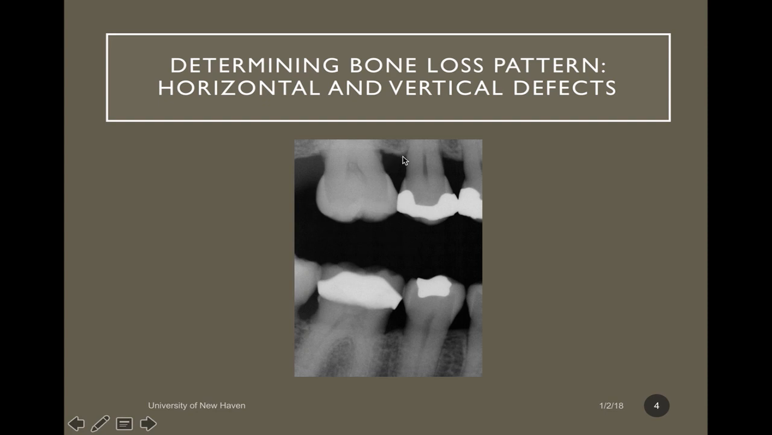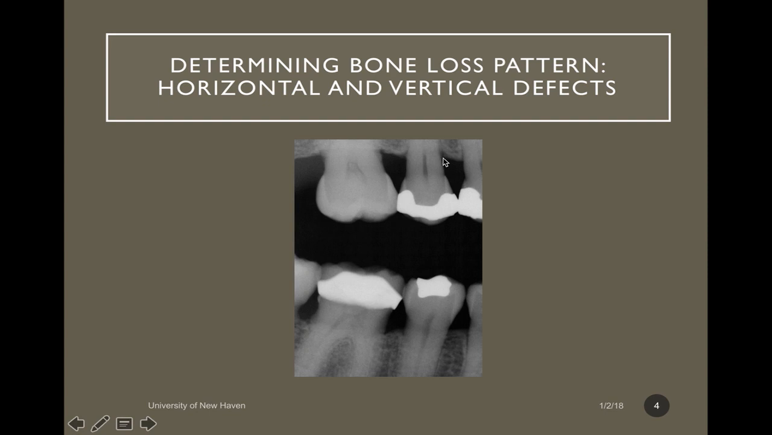So the first thing here is I trace this line where I have my bone loss here, and then I go to my CEJs and I trace a line connecting the two. So if these two lines appear parallel, this is determined to be horizontal bone loss. These lines look pretty parallel, so I'm going to call this horizontal bone loss.